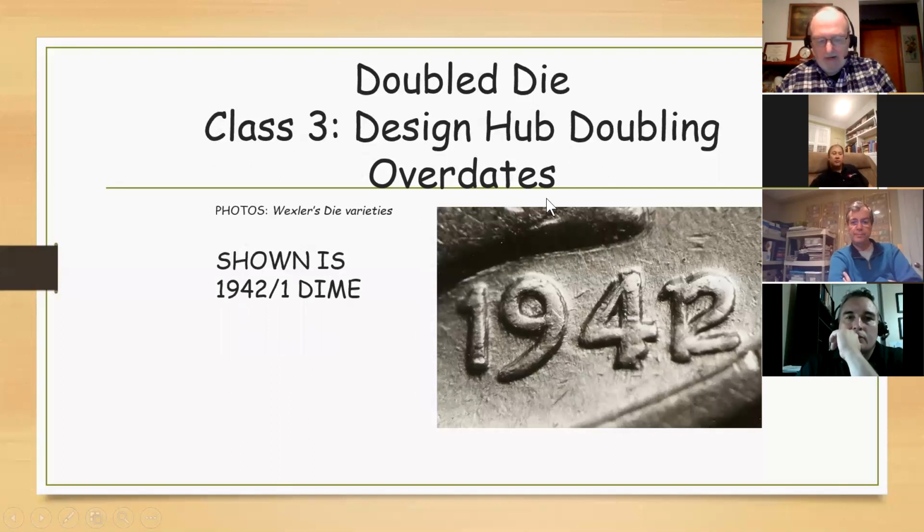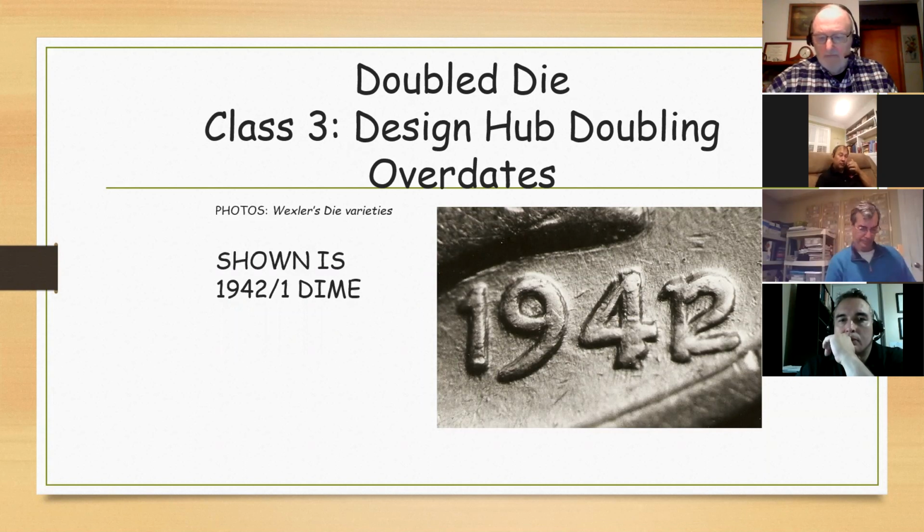Okay, moving on to class number 3. Class number 3 is design hub doubling, and there's a few different types. Now this one's going to be over dates.